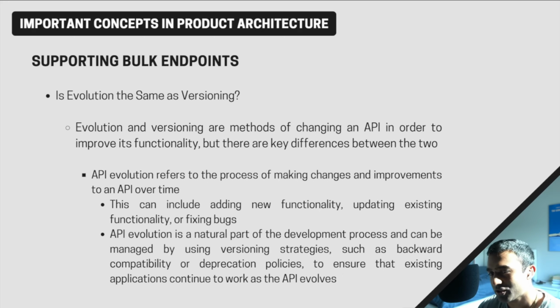And API evolution refers to the process of making changes and improvements to an API over time. This can include adding new functionality, updating existing functionality, or fixing bugs. API evolution is a natural part of the development process and can be managed by using versioning strategies such as backwards compatibility or deprecation policies to ensure that existing applications continue to work as the API evolves.